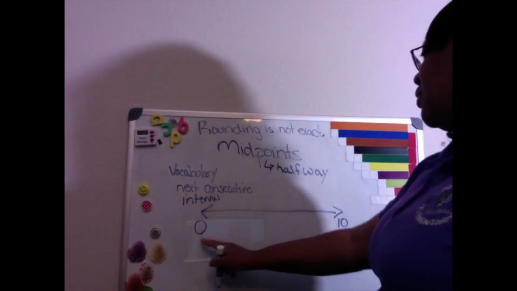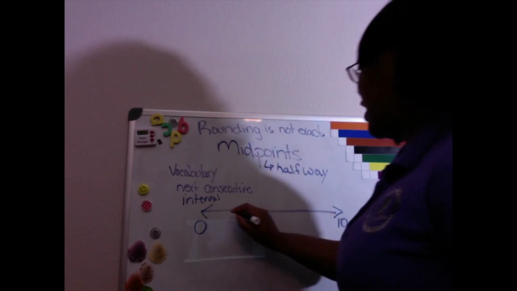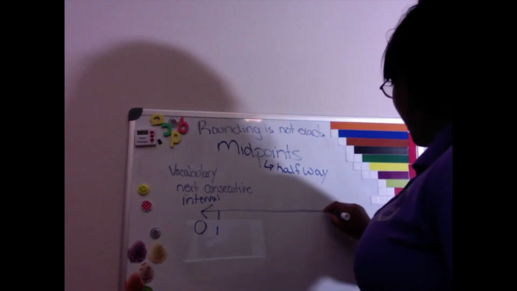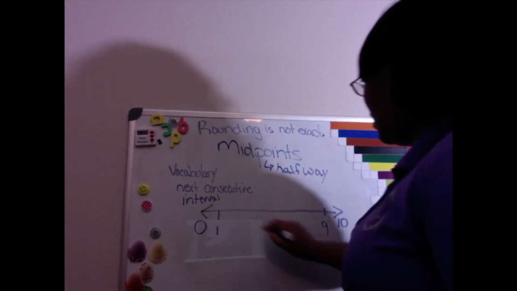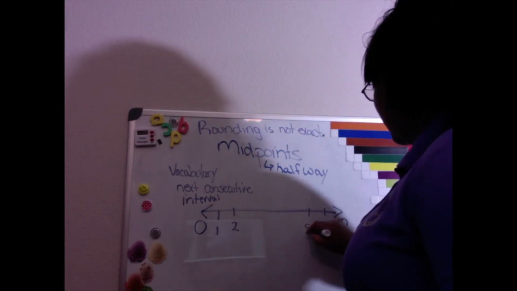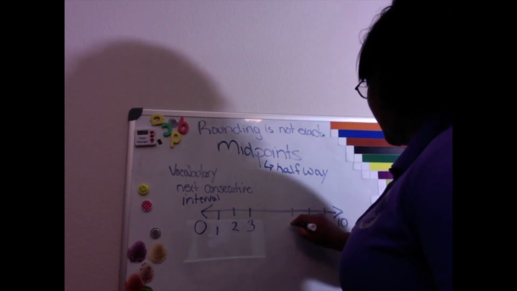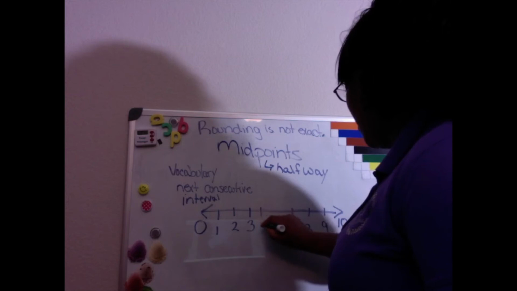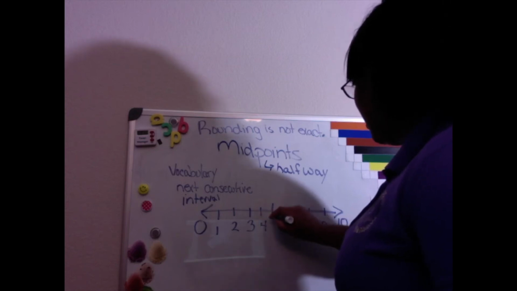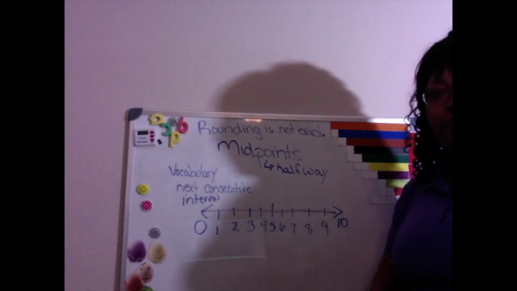All right, so what is halfway in between 0 and 10? Well, okay, I have 1 and I have 9. I have 2 and I have 8. I have 3 and I have 7. I have 4 and I have 6. And then right here in the middle is 5. So halfway would be 5.